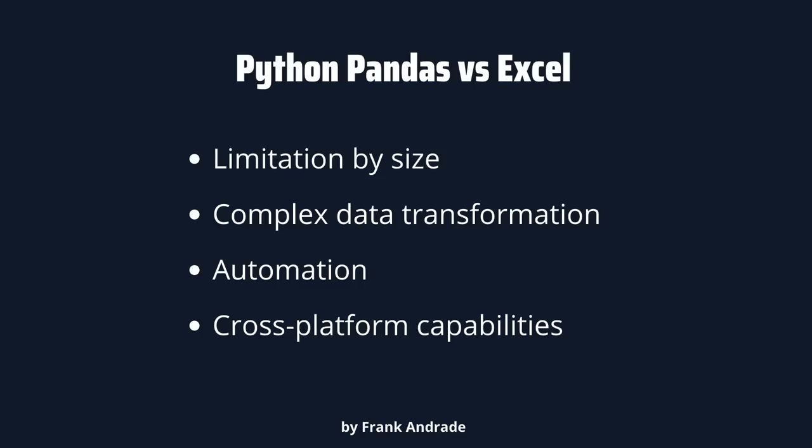So first, limitation by size. Excel can handle around 1 million rows, while Python can handle millions and millions of rows. Another benefit that Python and Pandas have over Excel is complex data transformation. In Excel, memory-intensive computations can crash a workbook, while in Python, when you work with Pandas, you can handle complex computations without any major problem.